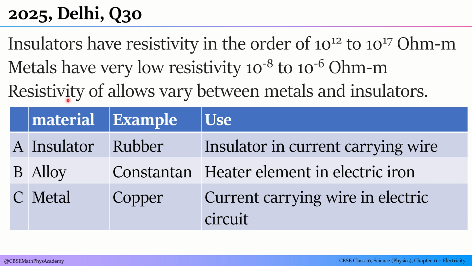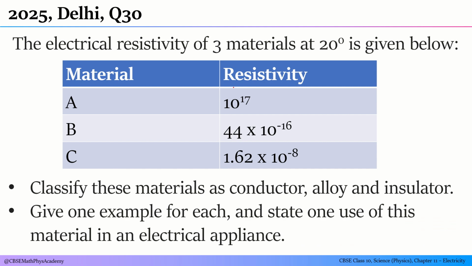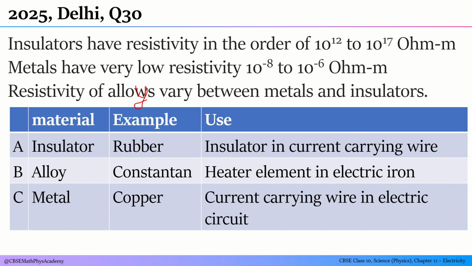The resistivity of alloys falls between the insulators and conductors. So B, whatever is listed as B, is a resistor material or an alloy. Resistor is nothing but an alloy. Okay, so how we approach the solution is, A is an insulator.